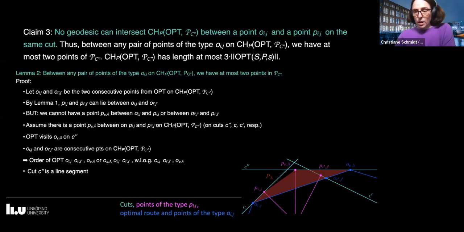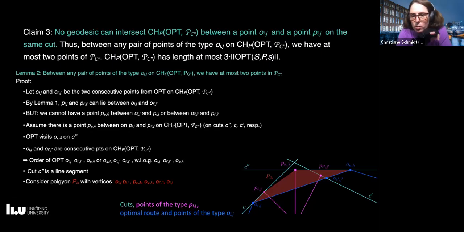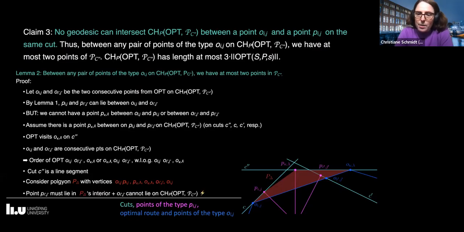What else do we know? We know our cut is a line segment C double prime. So let's now look at this red polygon. It's defined by the points Oij, Pij, P kappa lambda, O kappa lambda, Oi prime j prime, and Oij. Then what we know is that the point Pi prime j prime is in the polygon's interior. But we started off with assuming that this has to be a point on the relative convex hull, but that can't be the case because the other points are on the relative convex hull. So that could not have been on the relative convex hull to start off with.